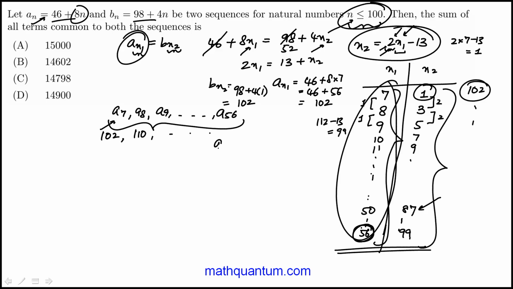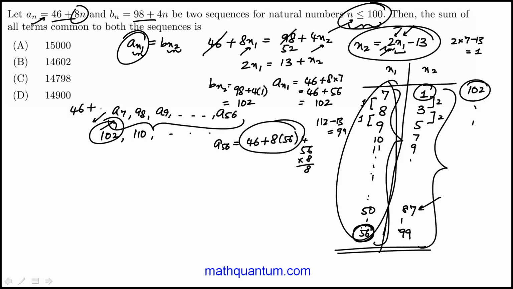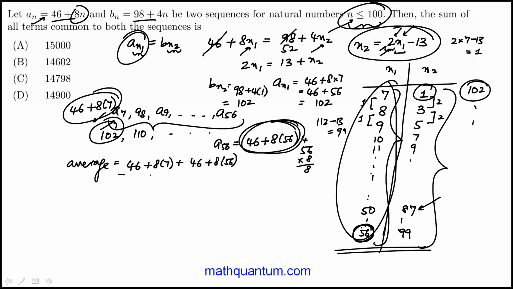And I can directly calculate a56, which would be 46 plus 8 times 56. Again, you can use a calculator here. Actually, I'm going to leave it in that form. And in fact, I should do this just to reduce the computation, 46 plus 8 times 7. So that's my first term. That's my last term. I need to add them. And here, we'll use this property of the arithmetic sequences, that the average is the average of the first and last term. So divide this by 2.